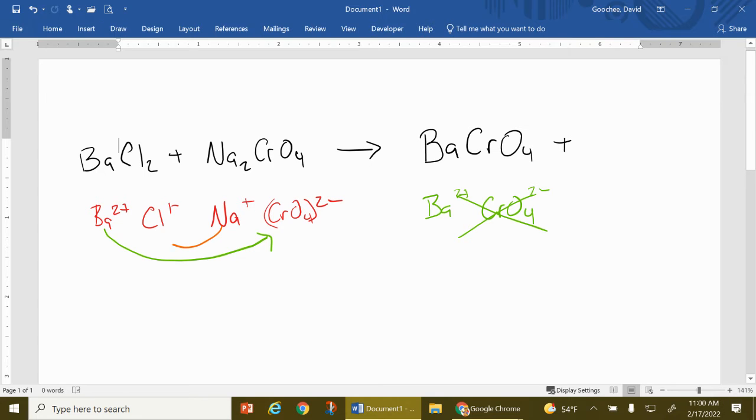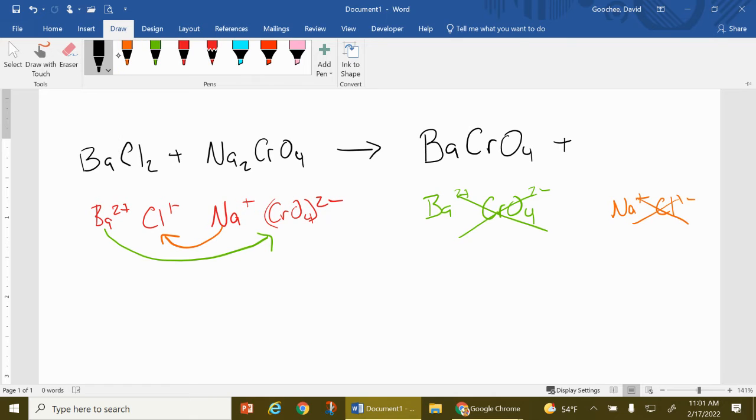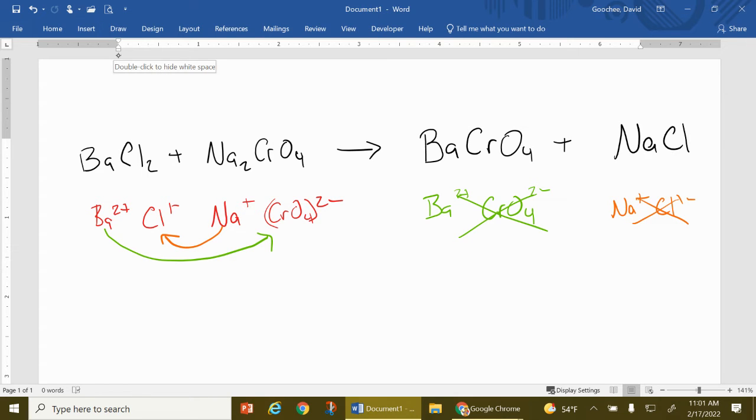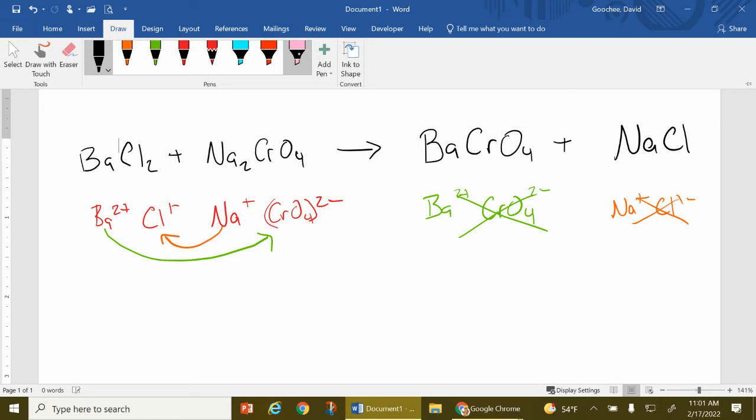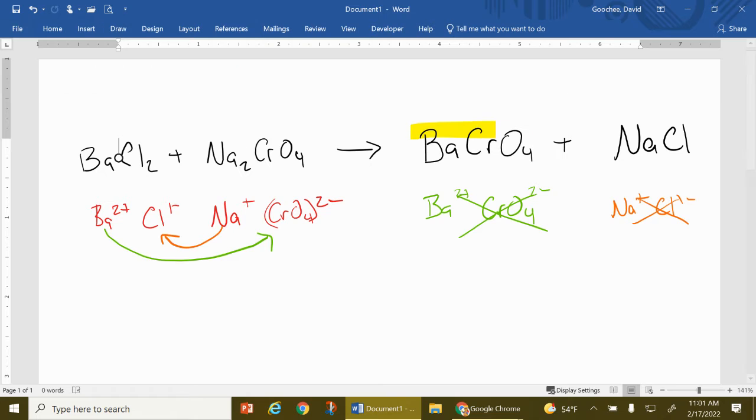And what's the other thing that's going to be produced? Well, this sodium and this chloride are going to go together. Sodium is 1 plus, chloride is 1 minus, crisscross applesauce. And you see that you get NaCl. Now, again, this reaction produced a murky yellow gunk. But which of these two things was the murky yellow gunk? It was one of them, but we don't know just by looking at a single reaction.